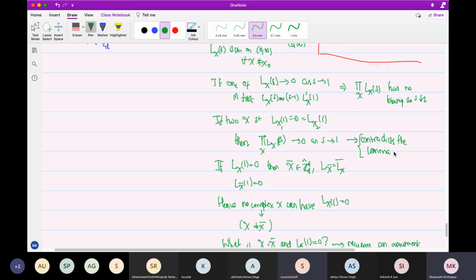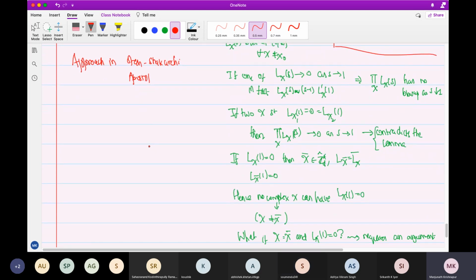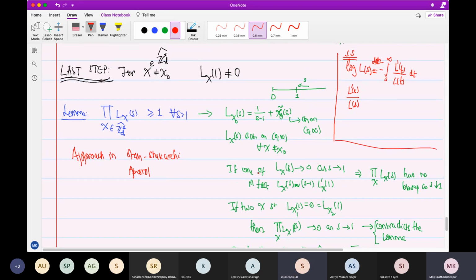Okay, so this is one approach to showing that L functions don't vanish. This is the approach taken in Stein and Shakarchi, and also in Apostol. I have seen this in many cases. They divide into the complex character and real character cases, and give a somewhat longish argument. It's a little involved to show that even one real character cannot vanish.